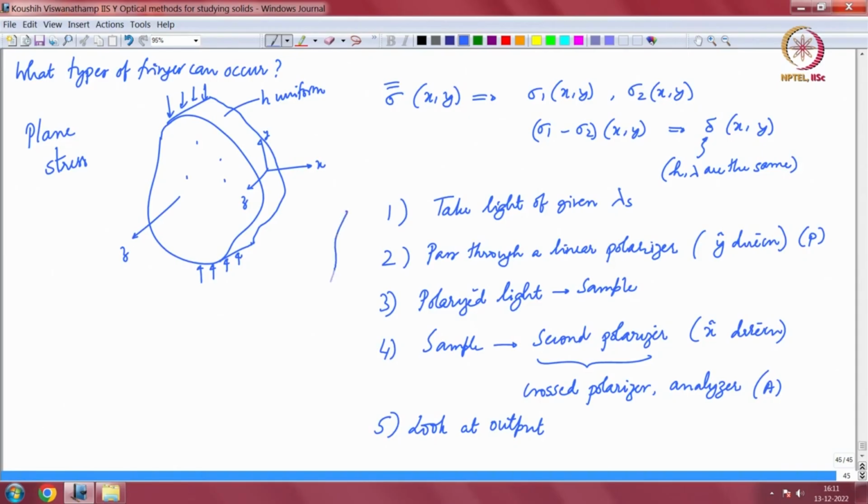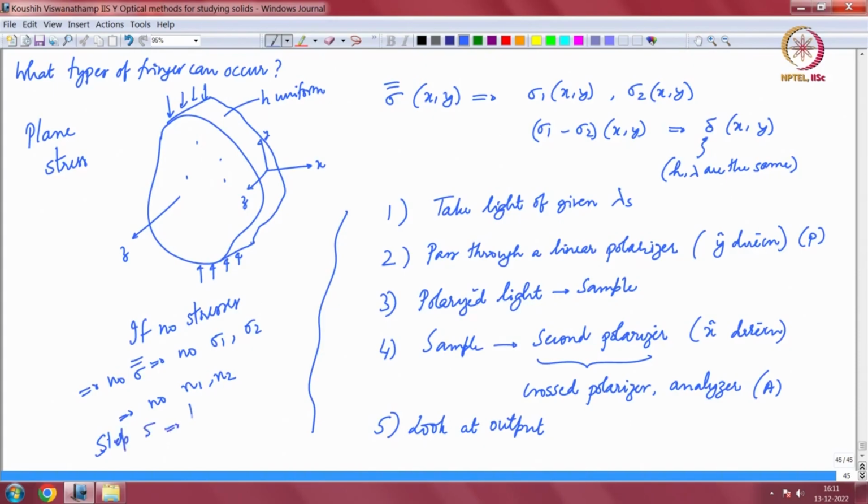So, if no stresses implies no sigma 1, sigma 2, implies no n1, n2, then step 5 will give you a black field, or a dark field. You will not see anything because A and P are perpendicular to each other.